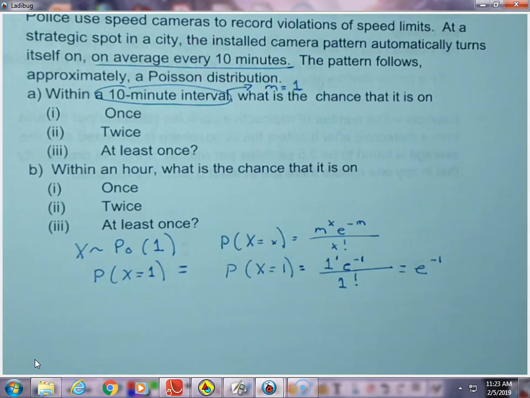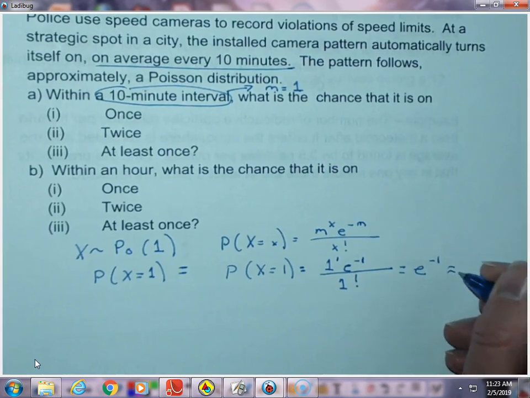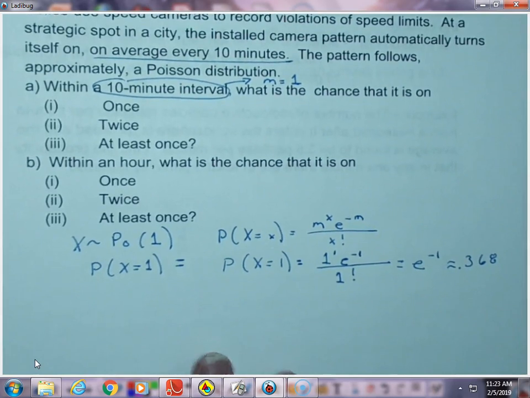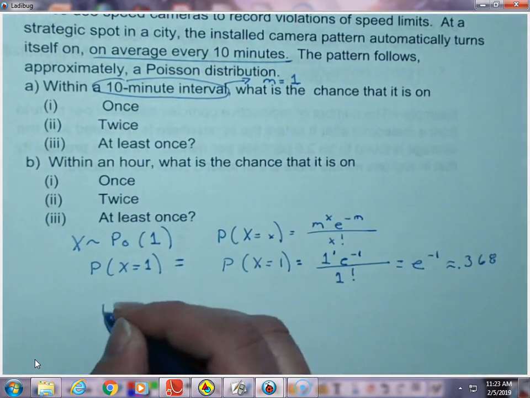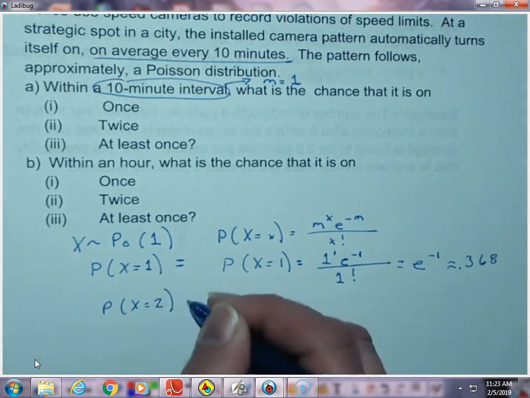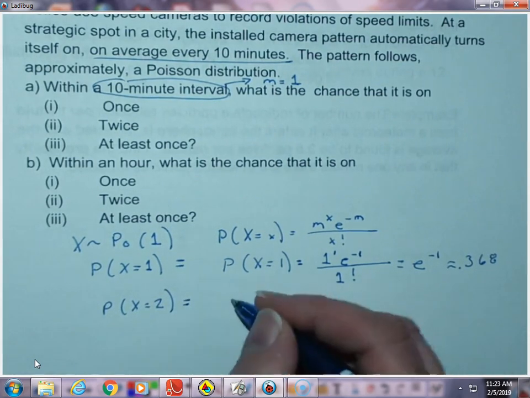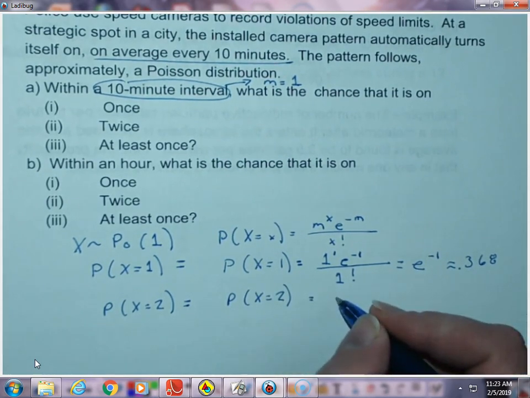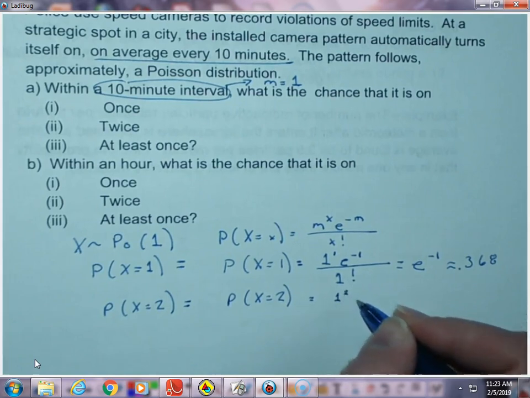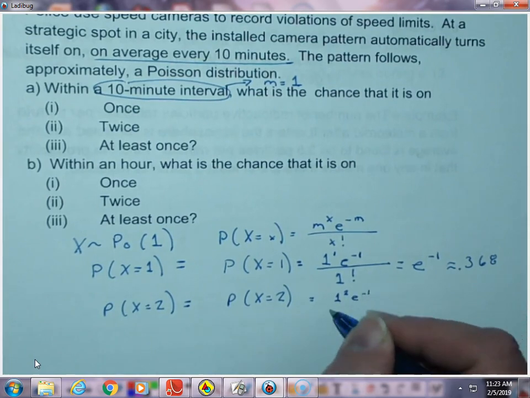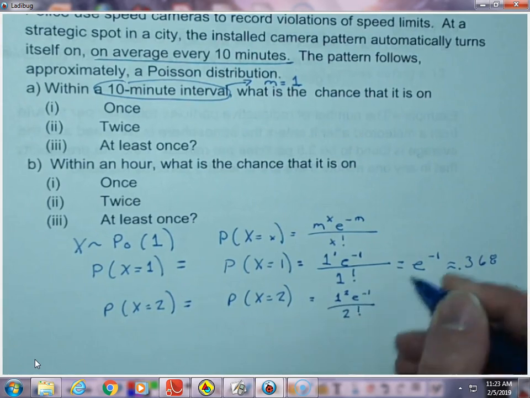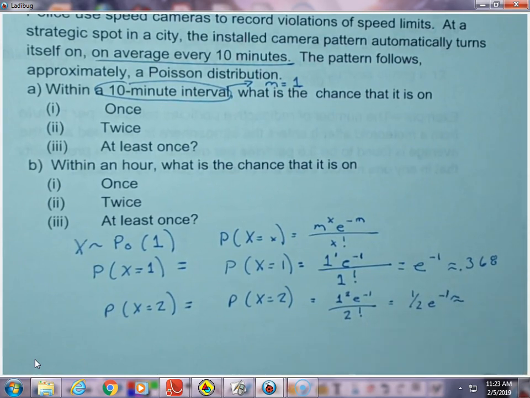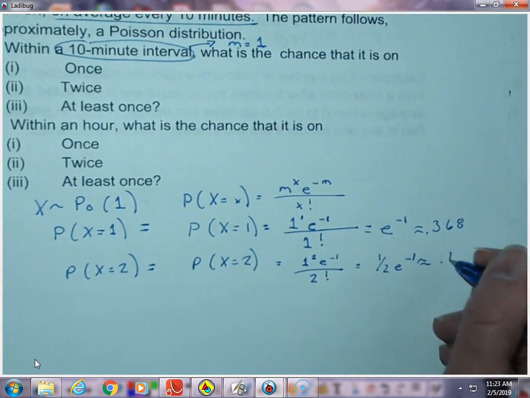e to the negative 1 is about 0.368. So that'll be the highest probability you'll get for any situation. For twice, that's just going to change to be the probability x is 2. The average doesn't change because we didn't change the time period. So you're just going to substitute in: the average is still 1, 1 to the 2, e to the negative 1 over 2 factorial. So that's basically a half e to the negative 1.